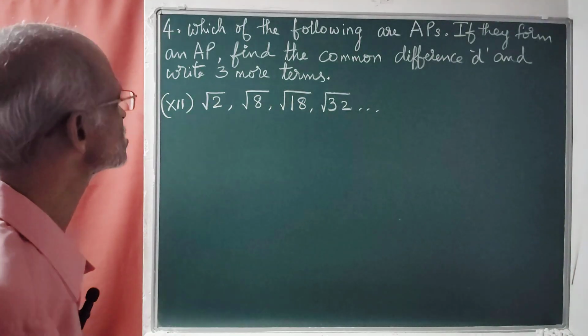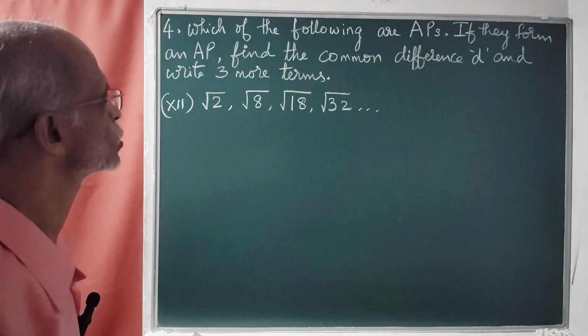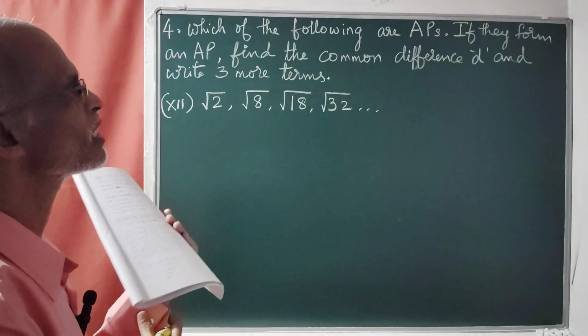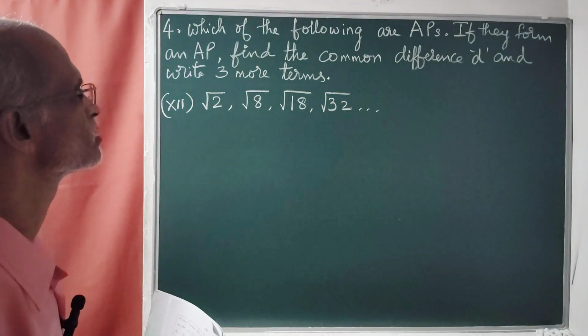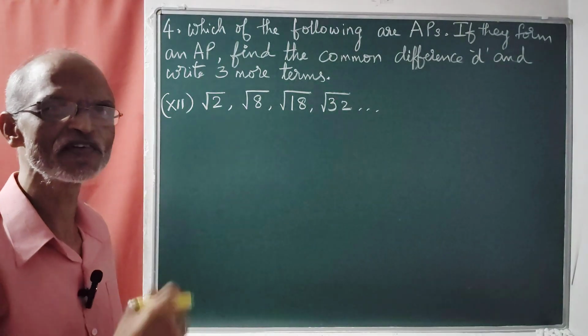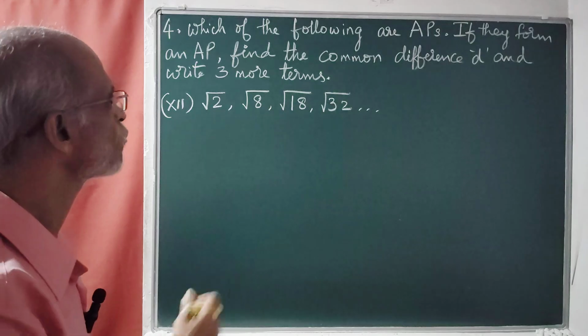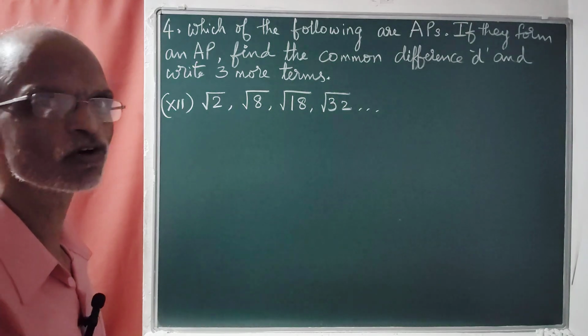We have been given a list of numbers here: root 2, root 8, root 18, root 32. We need to find whether they are AP or not. For this, we have to find the difference between the terms. If there is a common difference between the terms, they form an AP. If not, they don't form an AP.